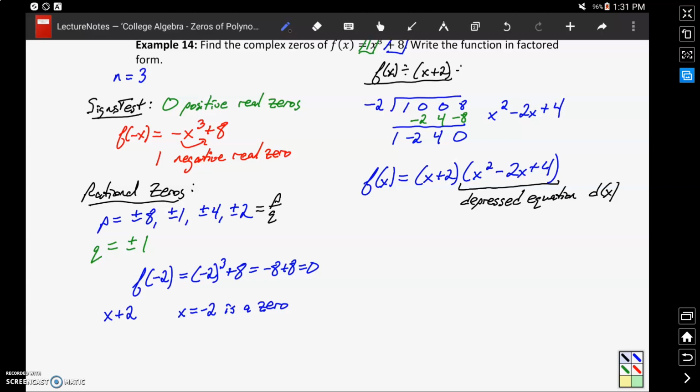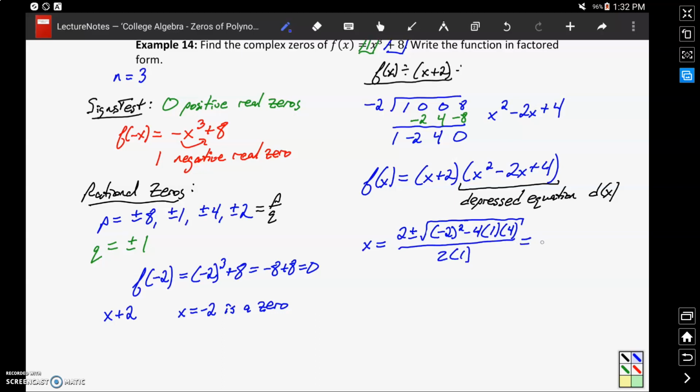What we want to do at this point is factor x squared minus 2x plus 4, or find its zeros. If this is a function that we can look at and factor, we can apply factoring techniques. Or in this case, since we can't factor that directly, what we'll do is apply the quadratic formula, which will give us 2 plus or minus the square root of negative 2 squared minus 4 times 1 times 4, all over 2 times 1.